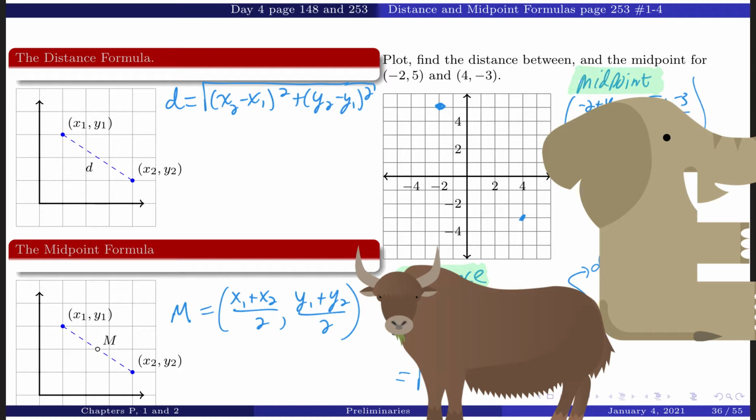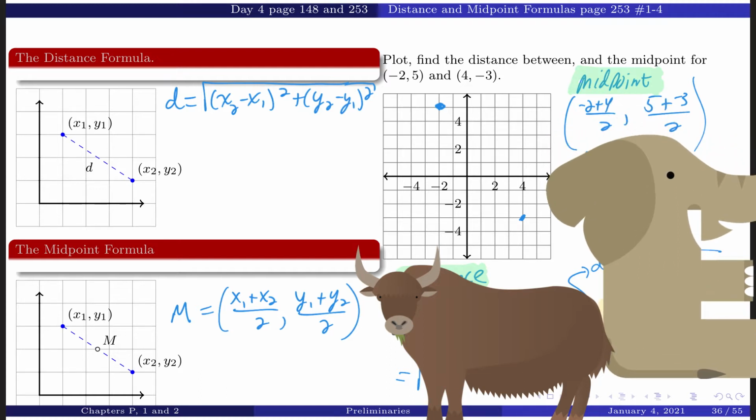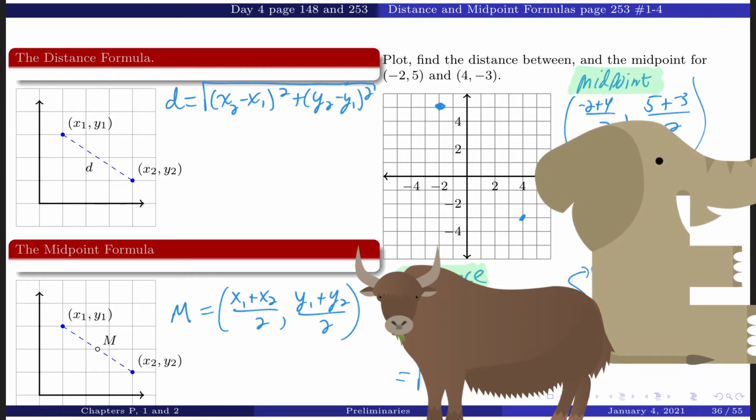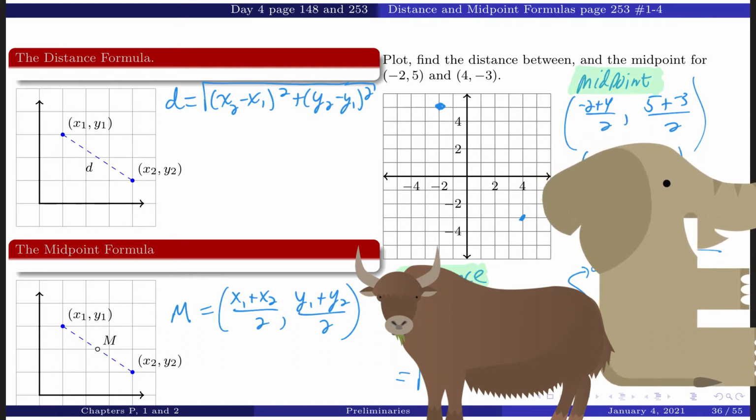Okay, so hopefully you finished. The midpoint, plug into the formula again, is just taking the average of the x's. So the two x values are -2 and 4, and then the average of the y's. The y values are 5 and -3. Add the x's together, divide by 2, add the y's together, divide by 2.